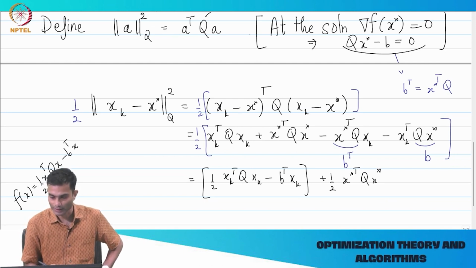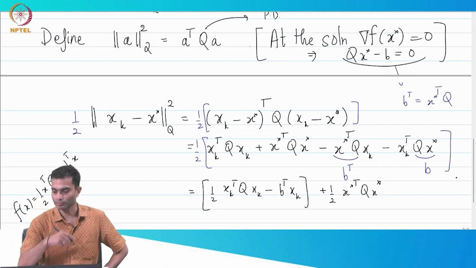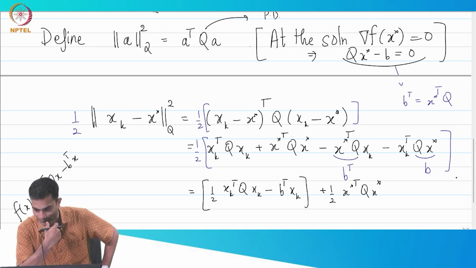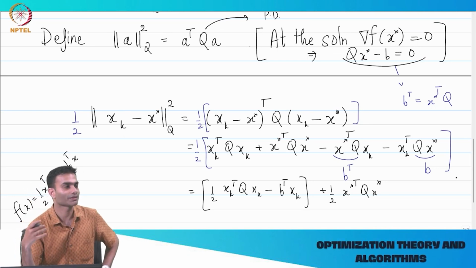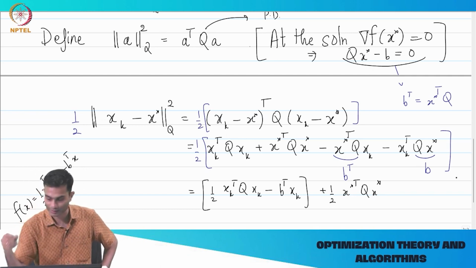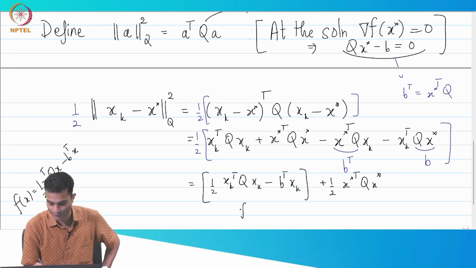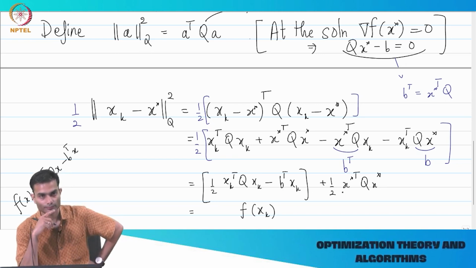So what is left? Now, can I write this in terms of f of x star by some algebra, by some clever trick? Is it possible? Yeah. So this is clearly f of xk, right? What about this term?